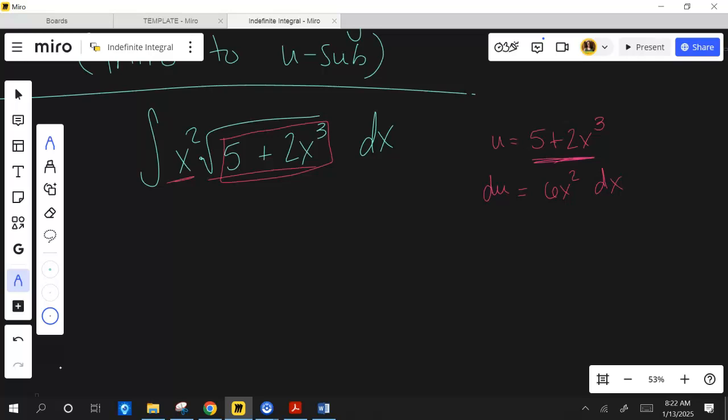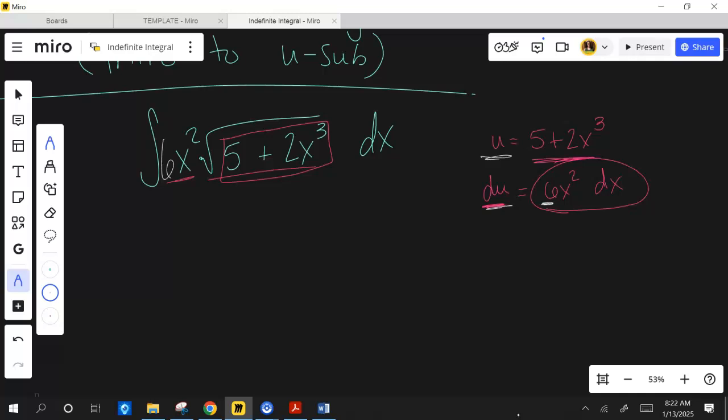Now, what's happened is my du is not completely contained in this integral. Do you see that? But as long as it's just a coefficient I'm missing, I can force it to be there. The 5 doesn't matter, because the derivative is just 0 there. I'm missing the 6. So if I threw a 6 there, would you agree that the u and the du are completely contained in this integral?